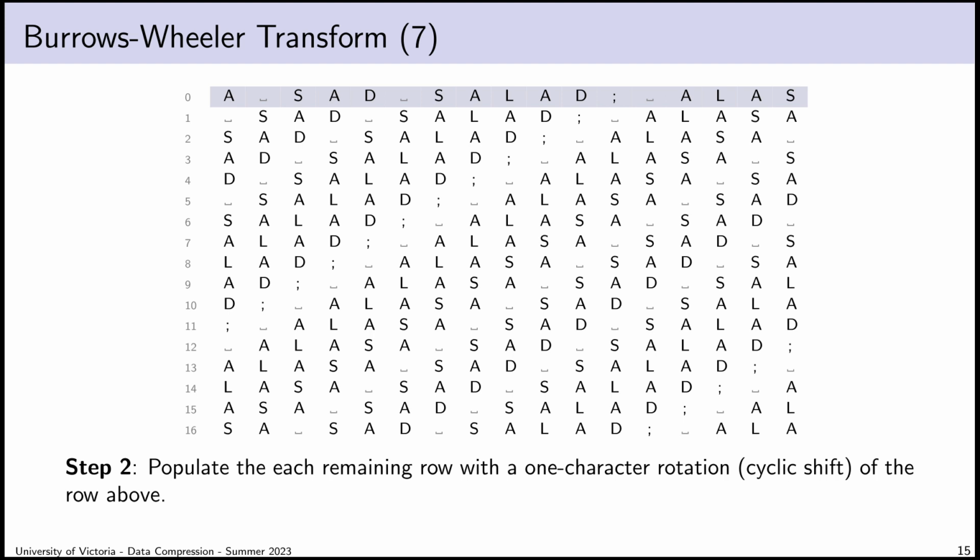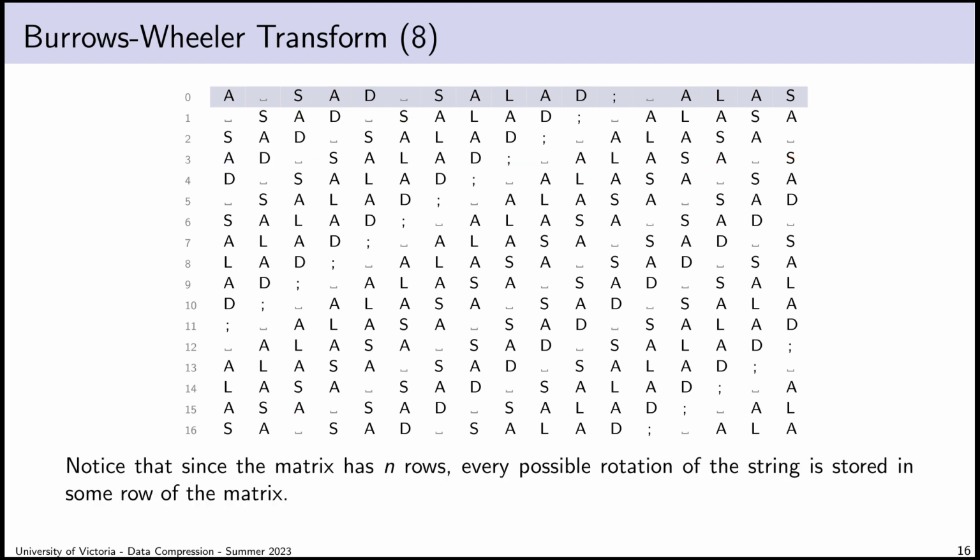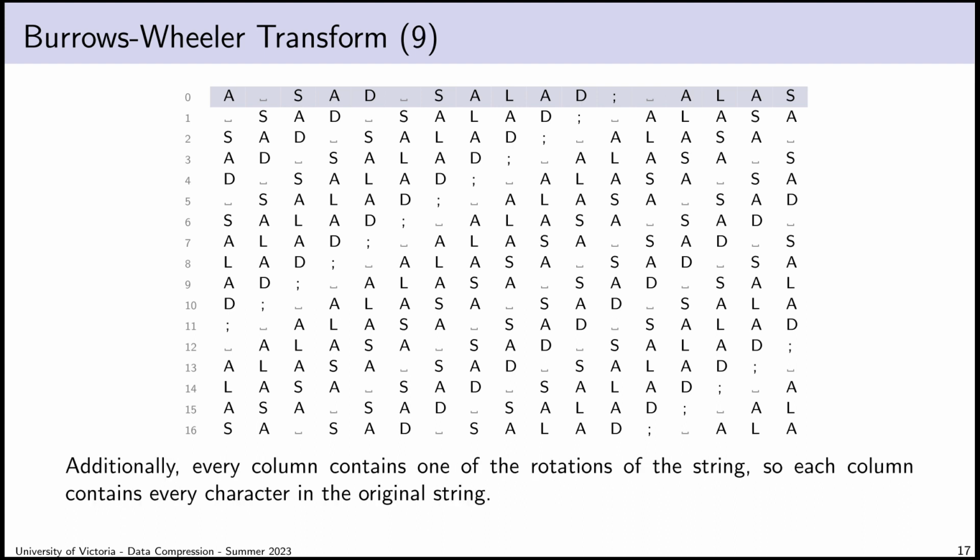So at this point, it won't be symmetric for long because I'm about to modify it, but at this point, that means the contents of column number 2 are going to be the same as the contents of row number 2. So every possible rotation of my string is now stored in one of the rows of this matrix.